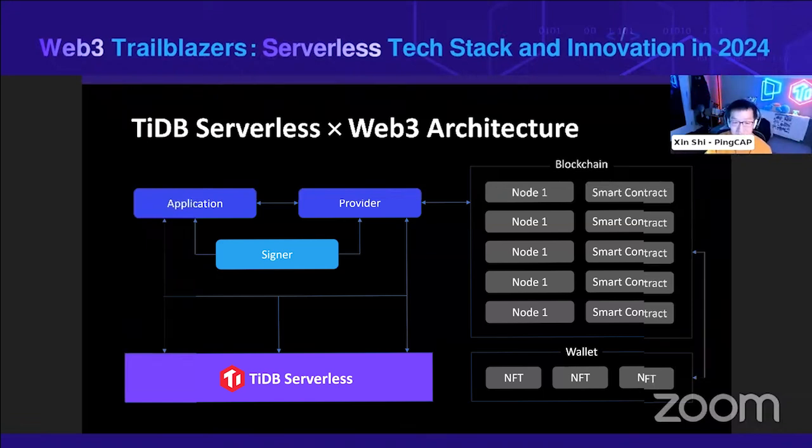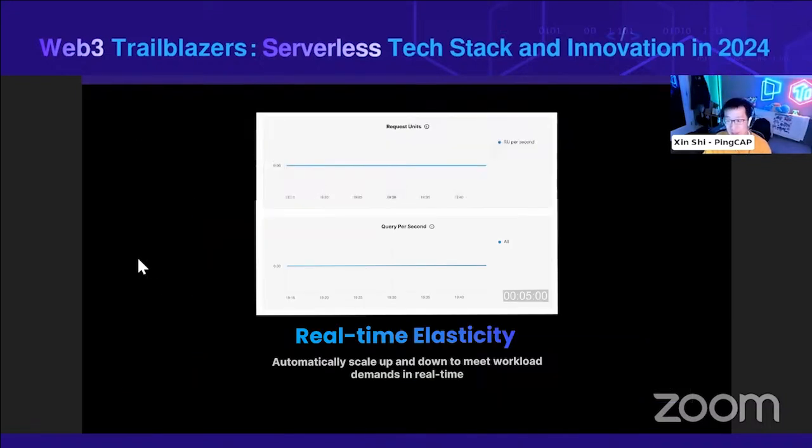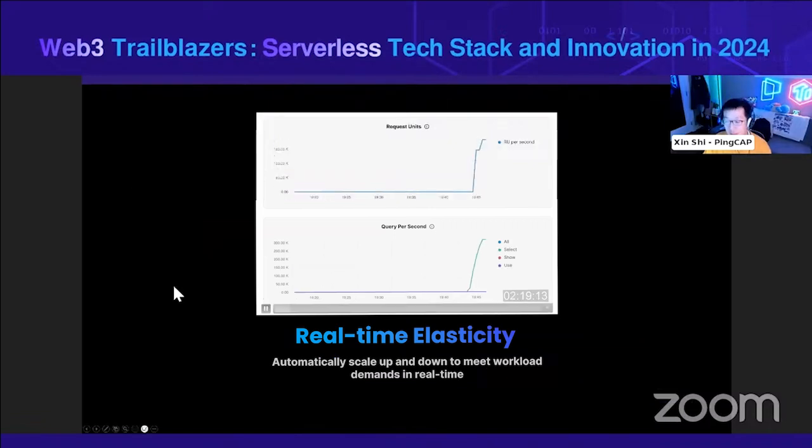TiDB Serverless handles the data management, offering a single unified database layer that can expand automatically based on the data from the blockchain side. In summary, we are moving from a complex, manually managed sharding system to a streamlined, automatically scalable serverless database architecture. If you choose TiDB, it can facilitate a more efficient and cost-effective Web3 underlying infrastructure for your business. So here is a video which shows the real demo.